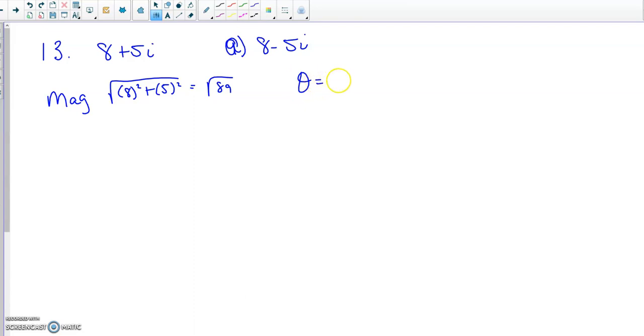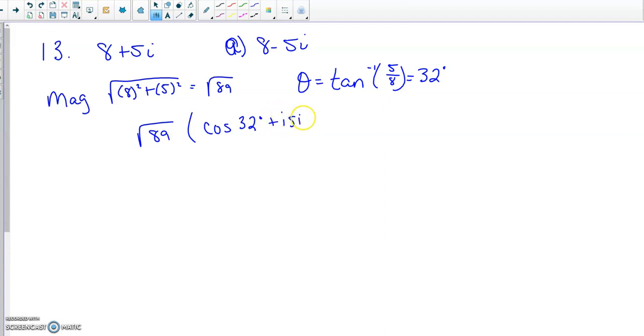And then we go find the angle, which is the inverse tangent, which is y over x. And what's nice is since they're both positive, they're in quadrant 1, you don't have to do anything extra, and we get 32 degrees. So here we go, square root of 89. Like I said, this formula is on your formula sheet, plus I sine of 32 degrees. Okay, so that's all you have to do for that one.